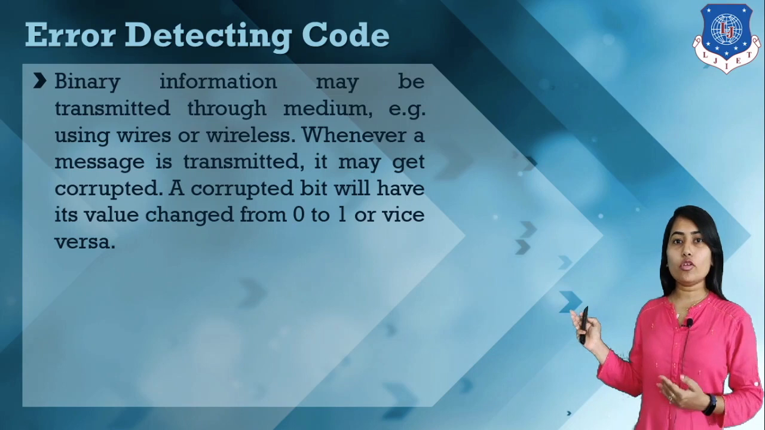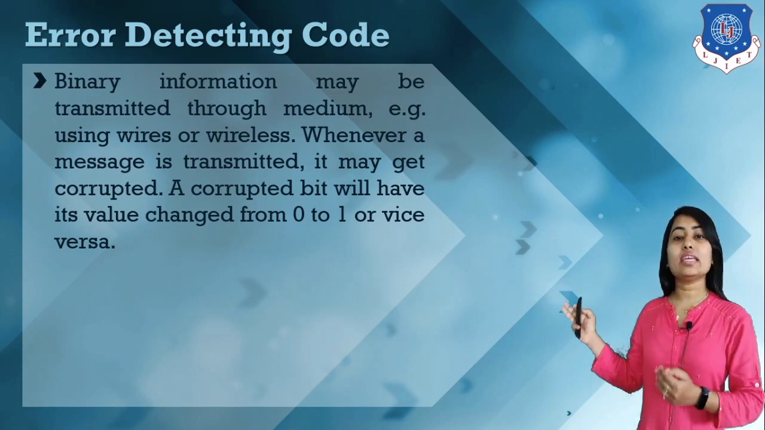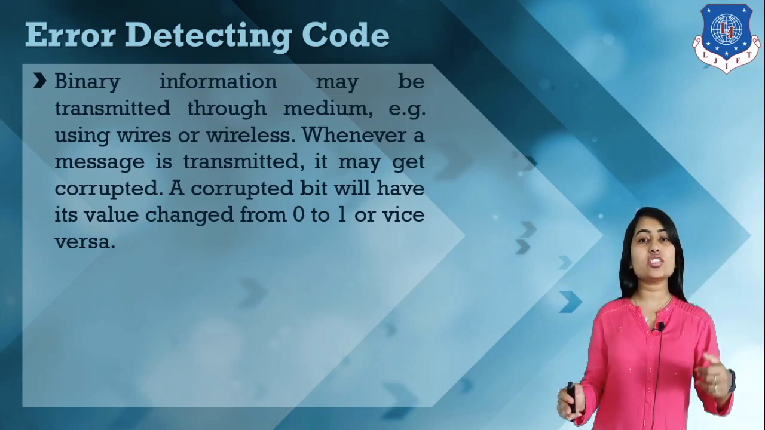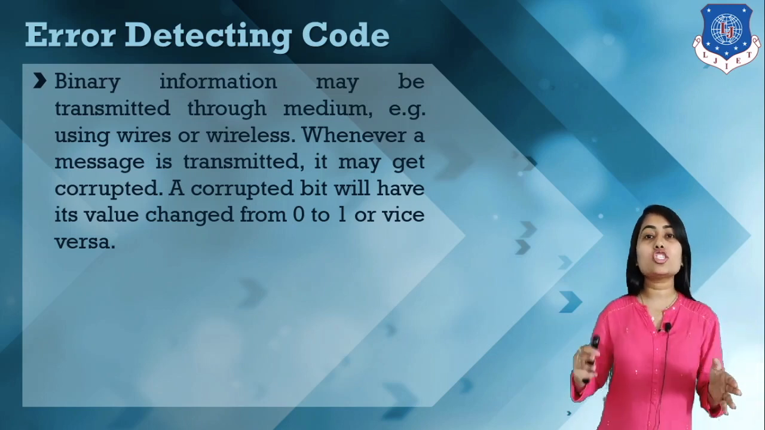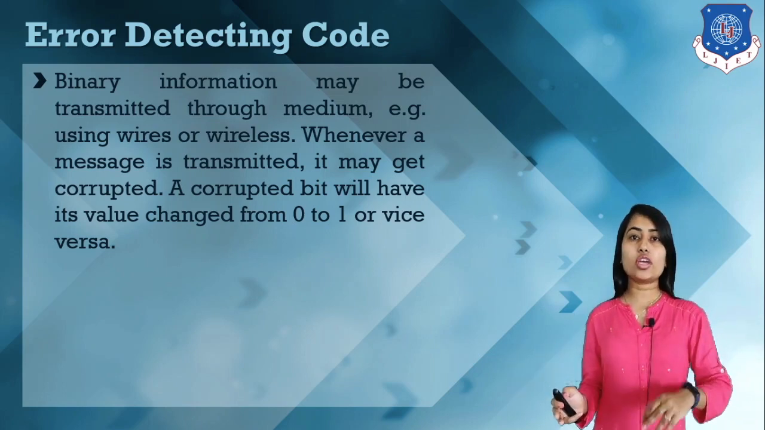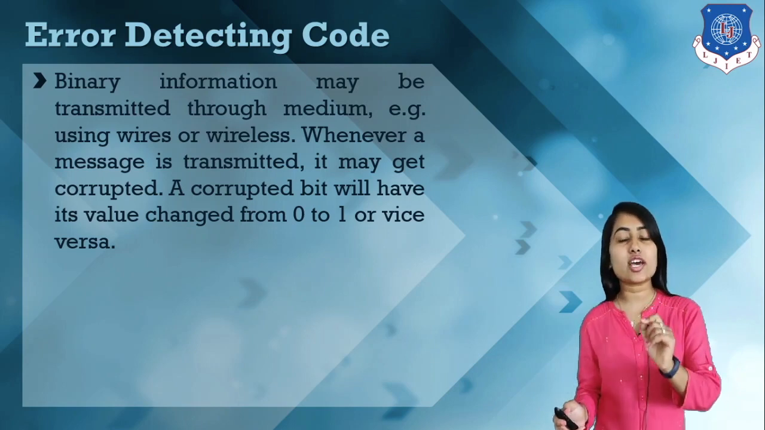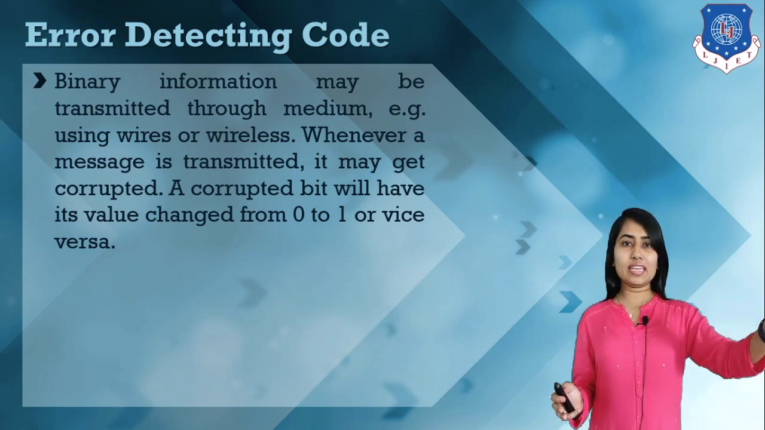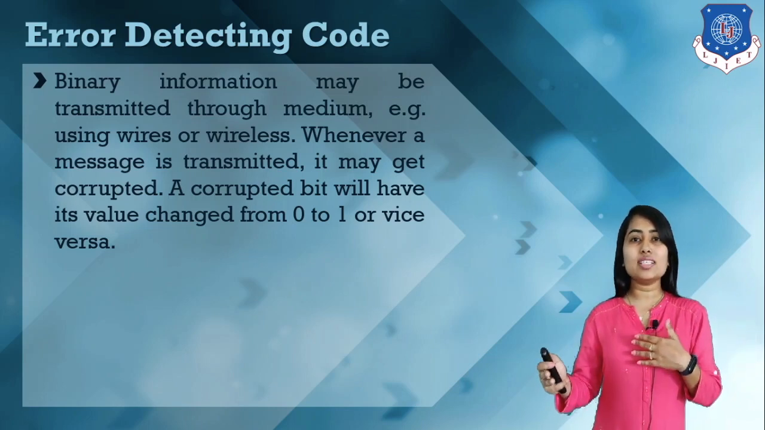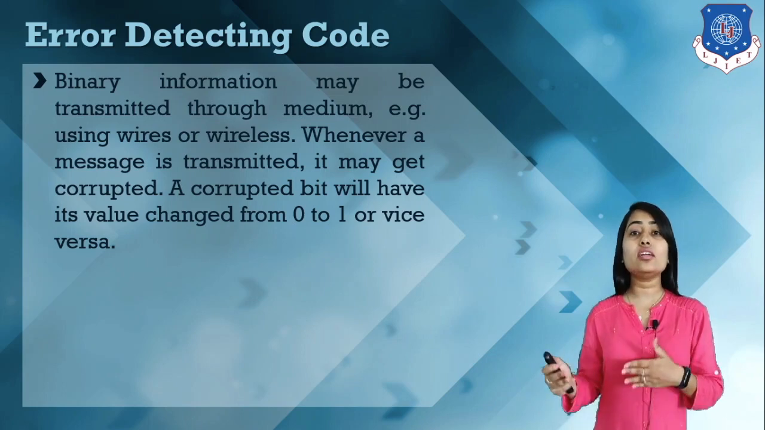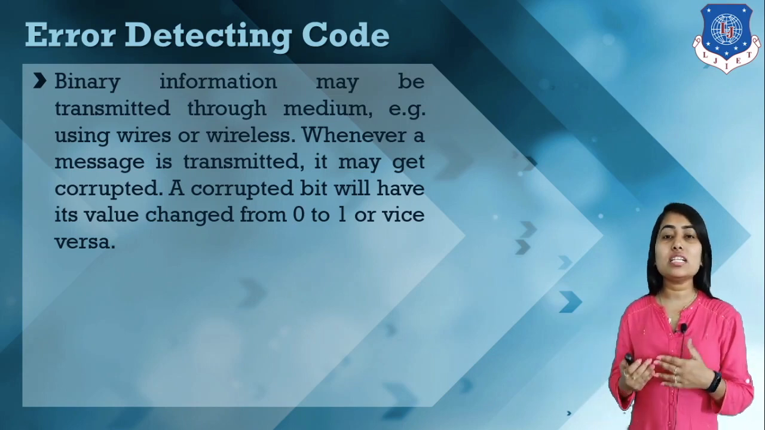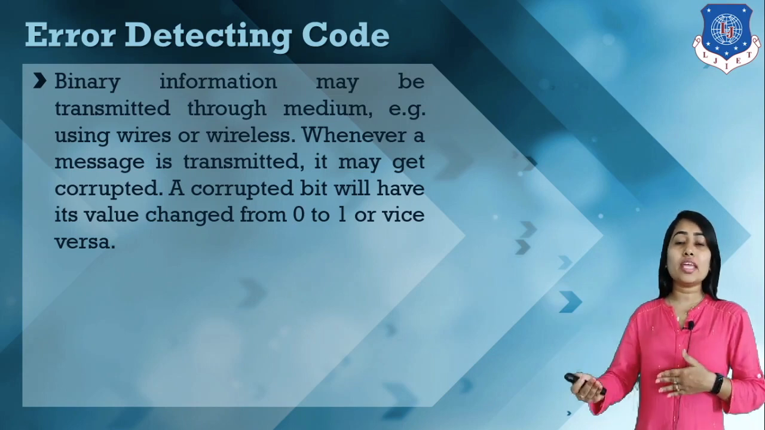Our binary information, our binary bits, is transmitted from source to receiver. Our information is transmitted from one place to another through wired media or through wireless. This binary information is transmitted through any media, either wire or wireless. So it may be possible that our information gets corrupted. Whenever our information is transmitted, it may be possible that our bits get corrupted.